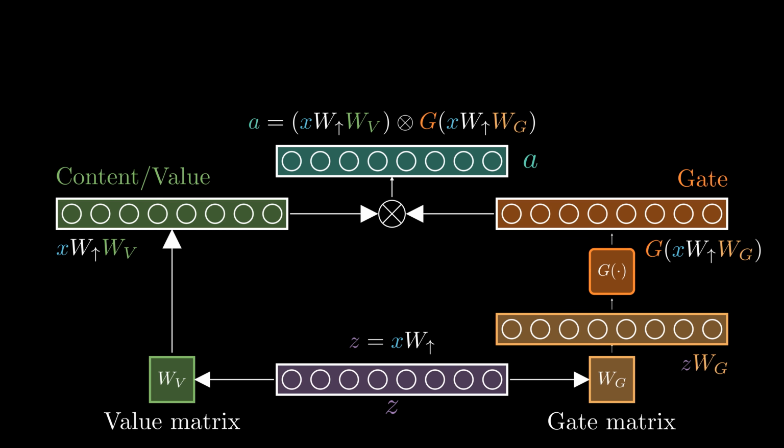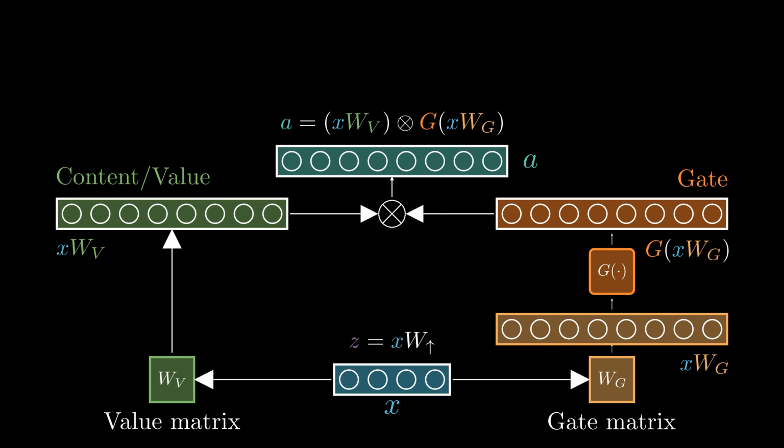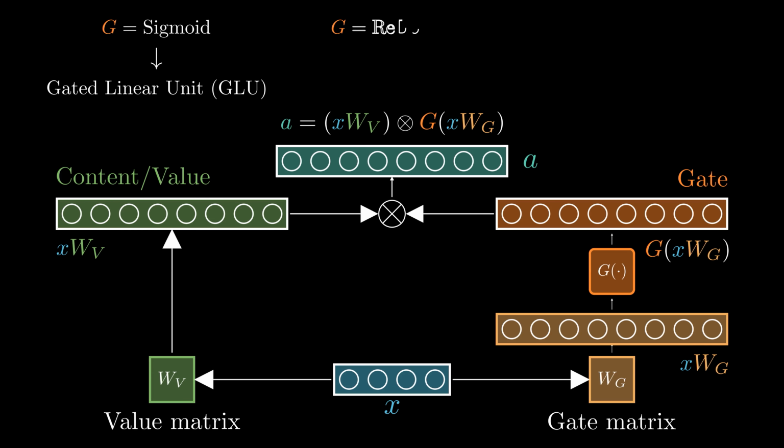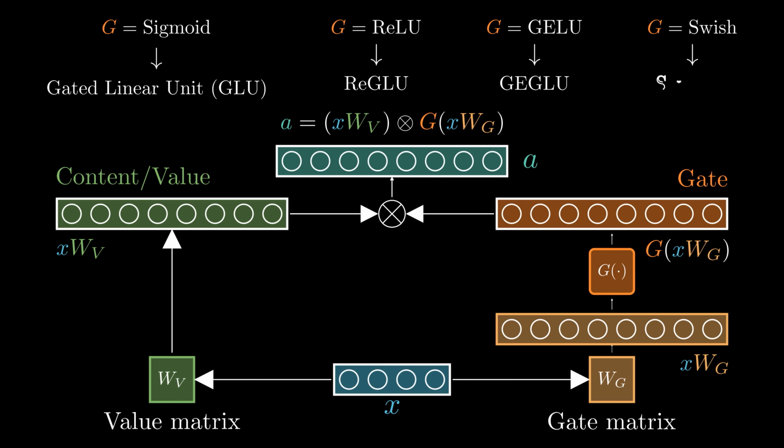Thanks to the associativity of matrix multiplication, we can absorb the up projection matrix WUP into the content and gate matrices, treating each as a single combined linear transformation. This gives us a family of gated linear unit activations that differ only in the choice of gating function. When the gate uses a sigmoid, this gives us the gated linear unit, or GLU. When we use ReLU, we get ReGLU. When the gate uses GELU, we get GEGLU. And when the gate uses Swish, we get SwiGLU.